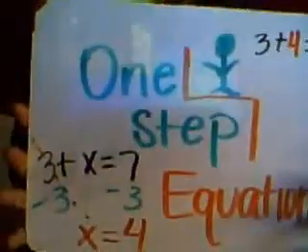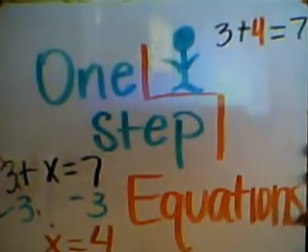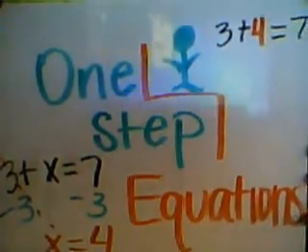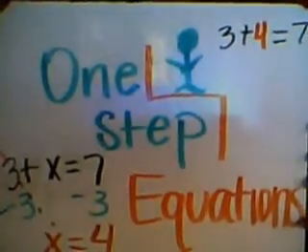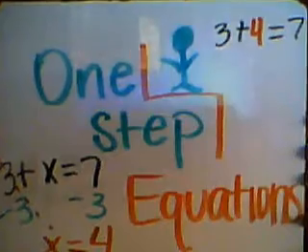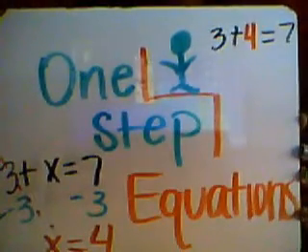Hi everybody. Today we're talking about one-step equations. Write this example down at the top of your paper, your notes. 3 plus x equals 7. Then subtract 3 from both sides. Subtract 3 from the 3 because we want to get that x by itself.